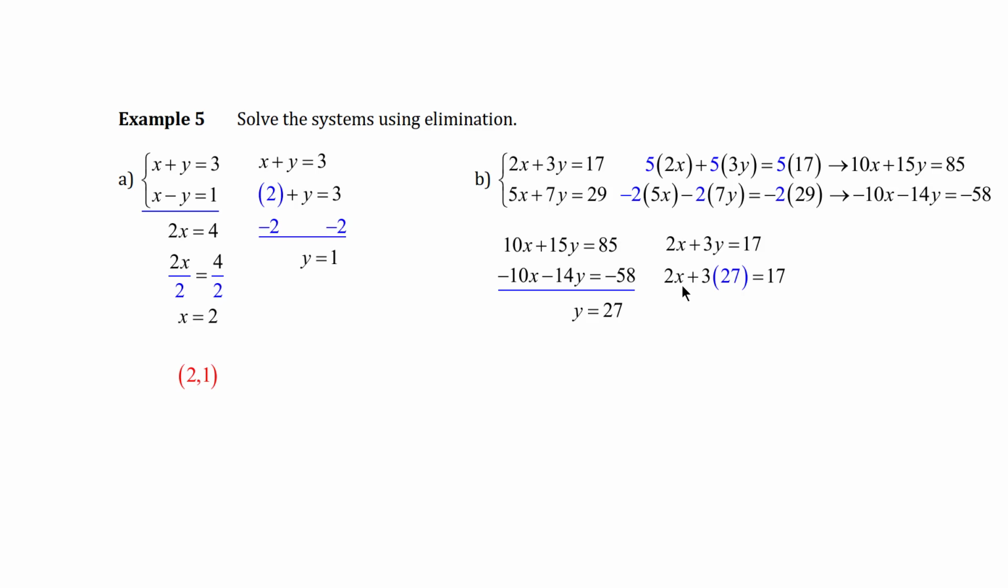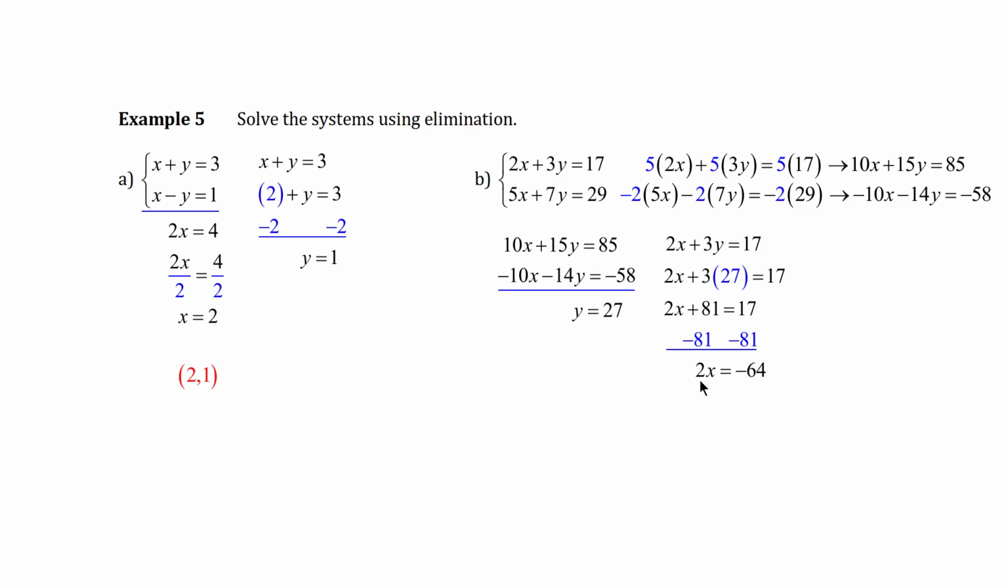We get 2x plus 3 times 27 equals 17. Simplifying this equation, we get 2x plus 81 equals 17. Next, we solve for x by getting rid of the 81. We just subtract 81 from both sides of the equation. Simplifying the left-hand side, 81 minus 81 cancels out, and then we bring down the 2x. On the right-hand side, 17 minus 81 is negative 64.